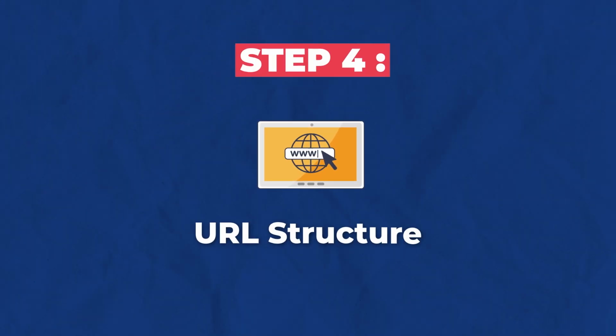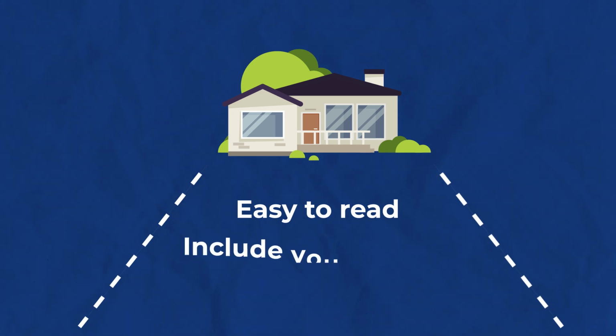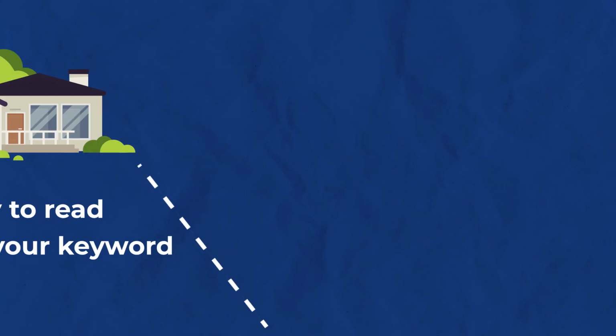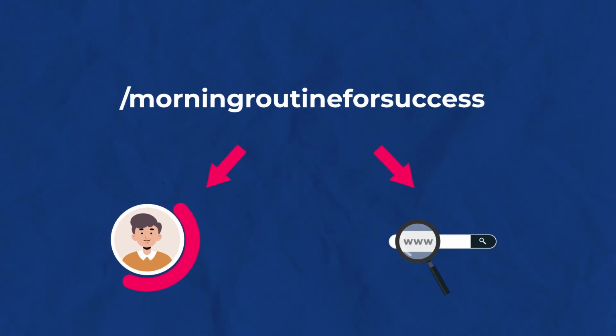Step 4 is the URL structure. A clean URL is like a clear path to your house. It should be easy to read and include your keyword. For example, /morning-routines-for-success tells both users and search engines what to expect on the page.